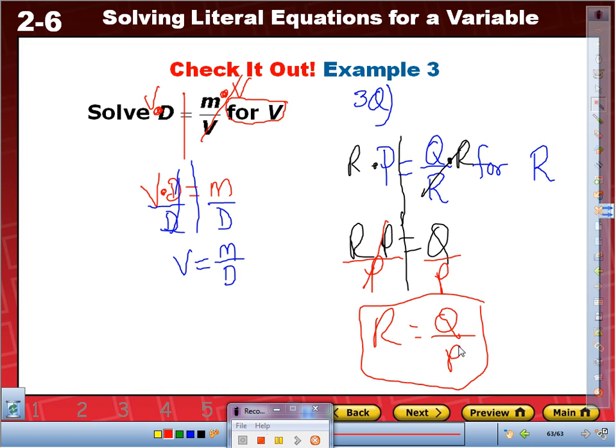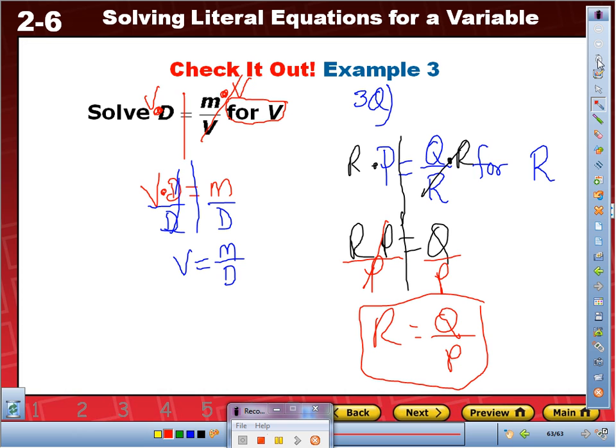Okay. So now, just remember, that's going to work exactly the steps like that only when the variable that we need to solve for is actually dividing another variable. Okay? Because if we were to solve for M in this case, we would just get rid of the V and we would be done, right? But that's not the case.